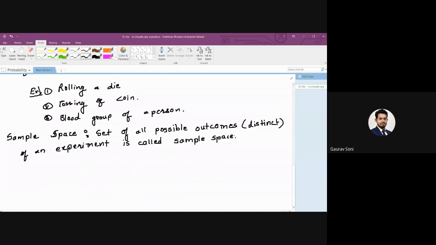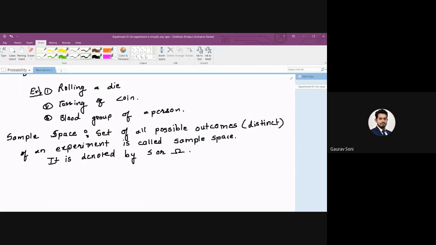Anyone, how is it denoted? There is a standard notation for this. You have done the program. Capital S. Sir, we also write a sample space in curly brackets, right? Yes. So the sample space, I can say, is nothing but the universal set.